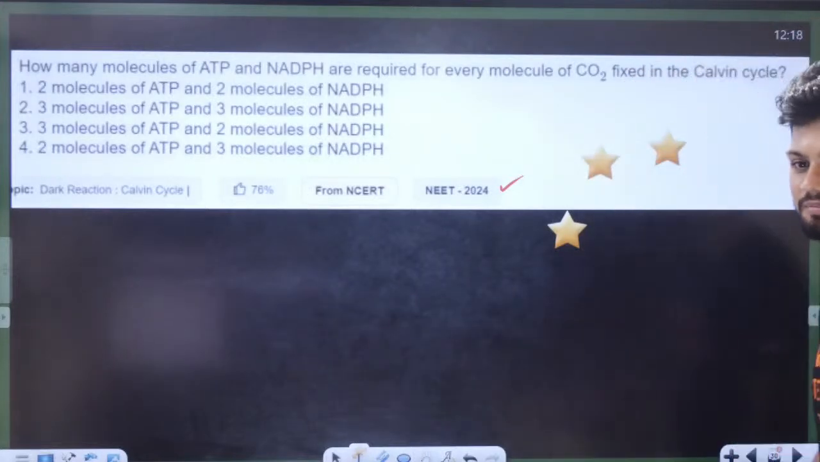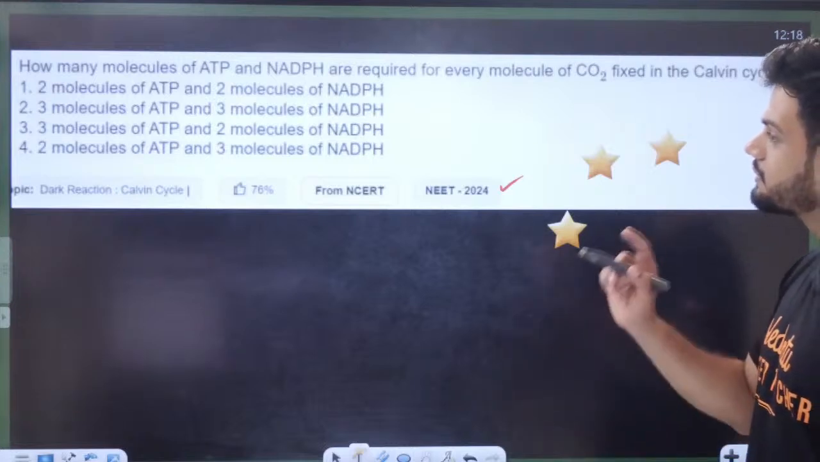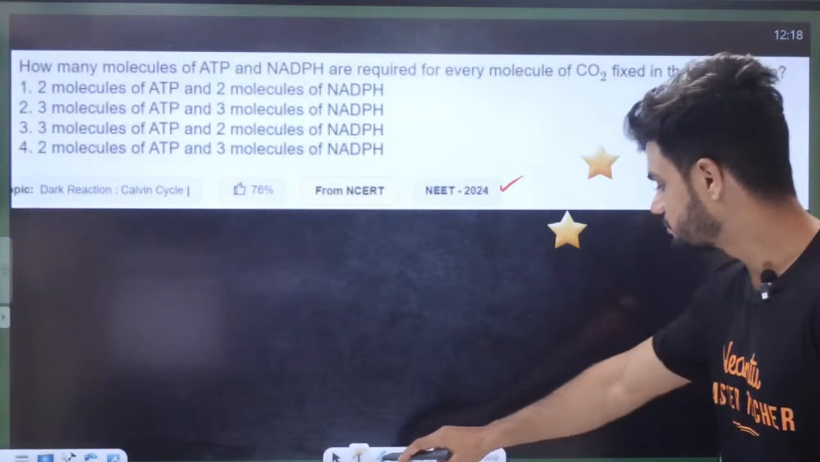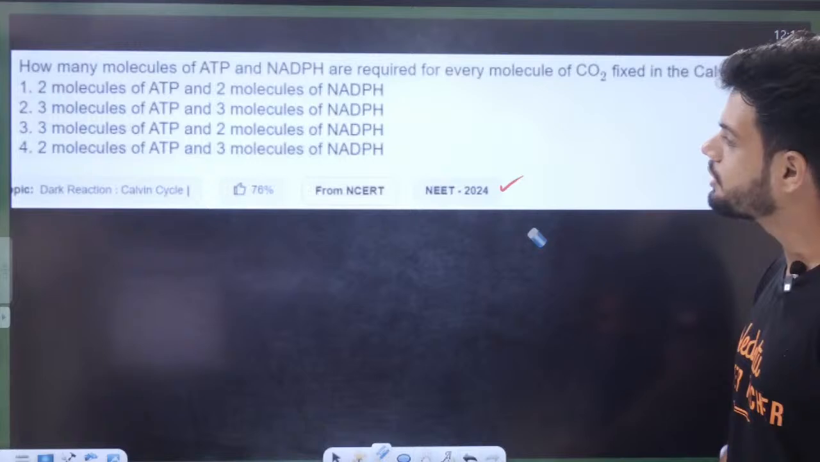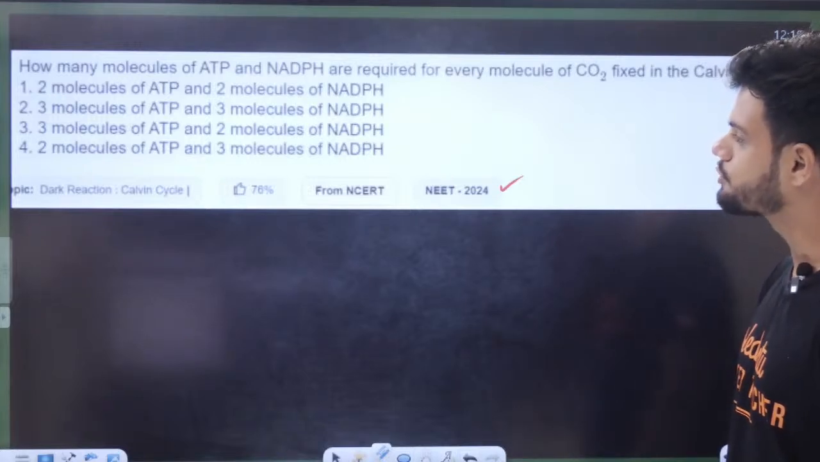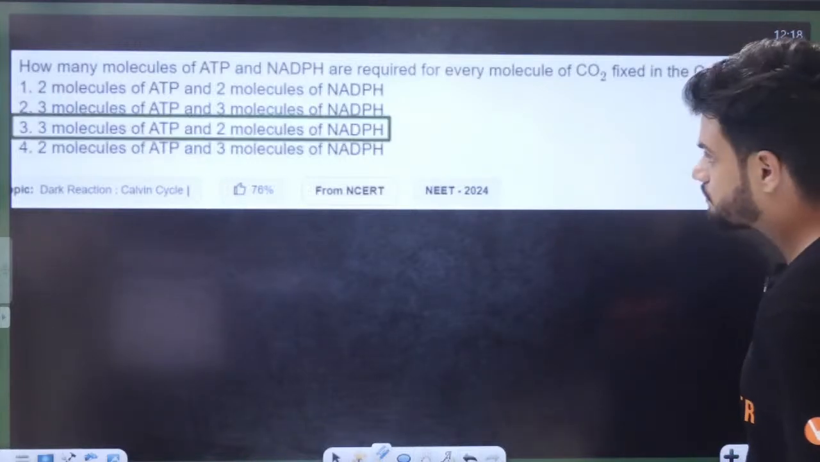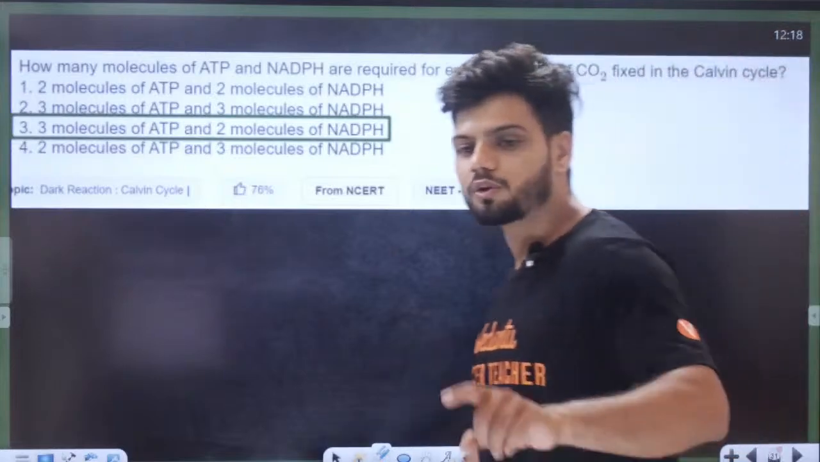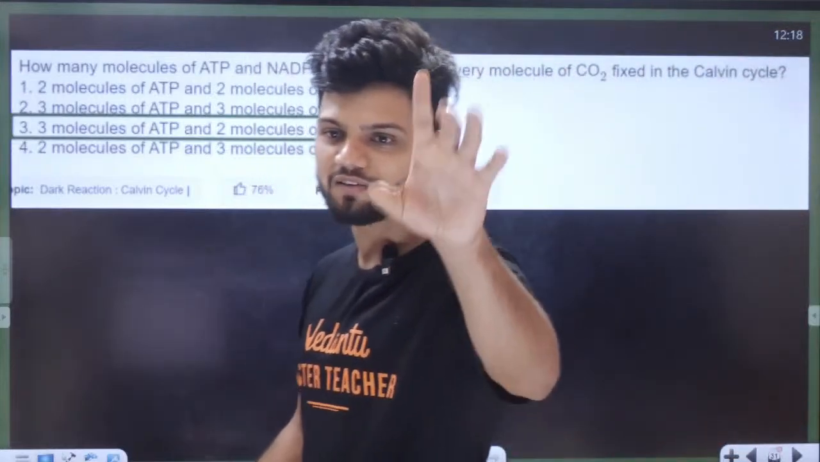Tell me, what is the answer? See, we have 3 molecules of ATP and 2 molecules of NADPH. So option number 3. All the students who gave the right answer, keep track of your marks, and here we go.